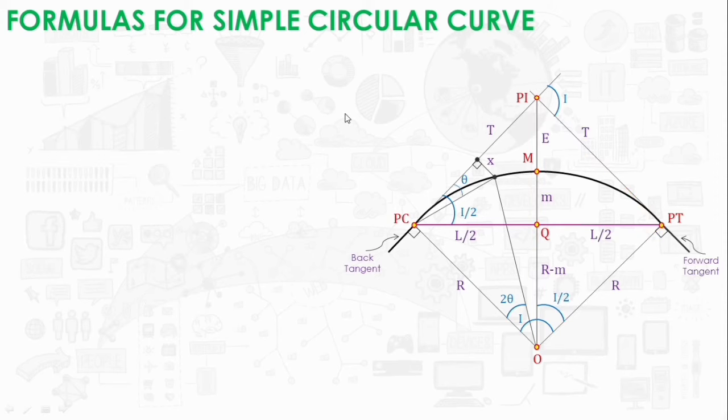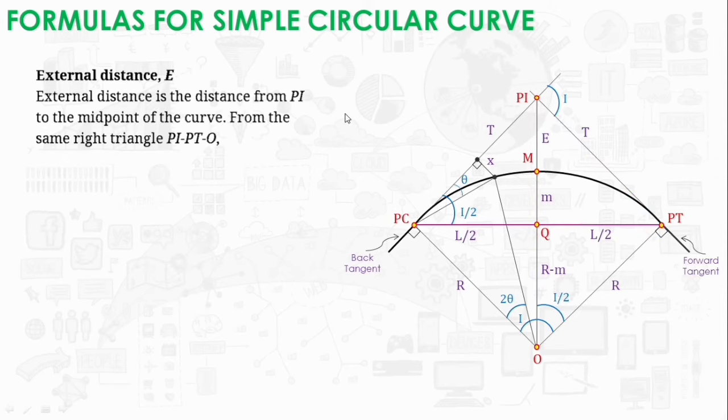Next, the external distance, E. It is the distance from the PI to the midpoint of the curve. From the same right triangle, if this is R, when we rotate it, this is also R, from O to M. From O to M and O to PT, that is our radius.